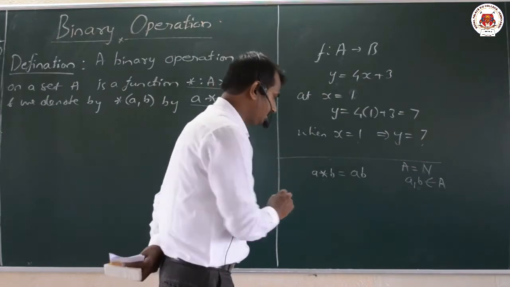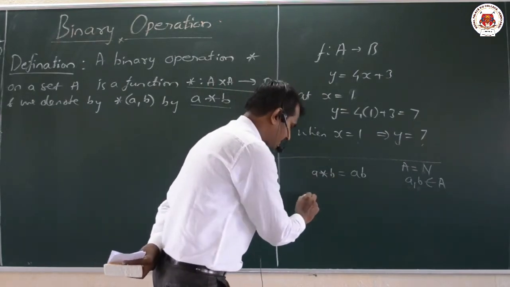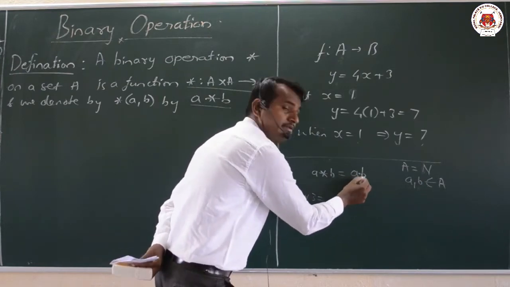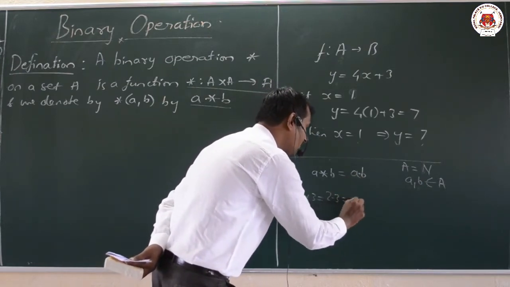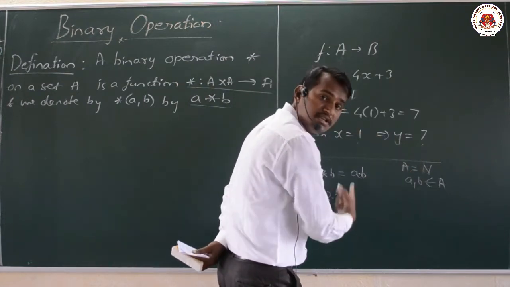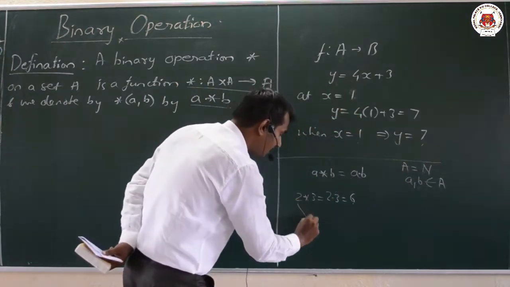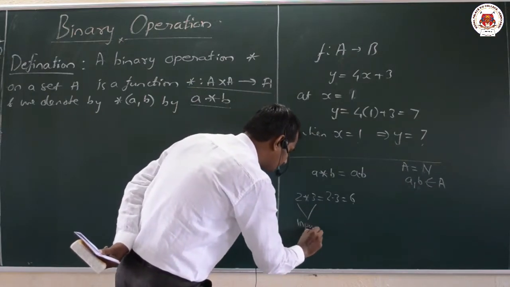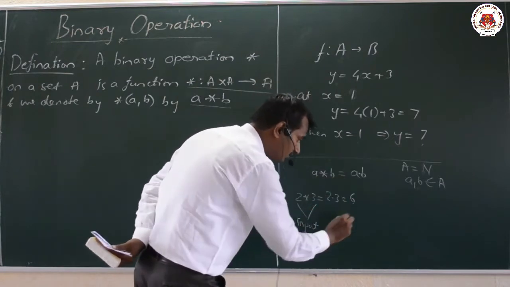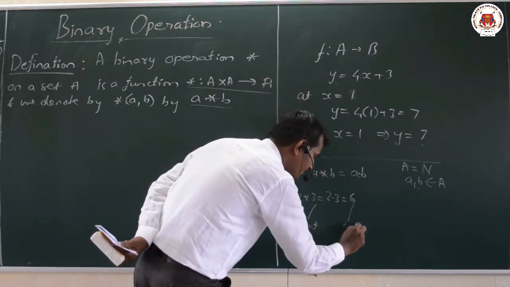Now we shall observe here. We can take any two numbers, for example 2 star 3, which is equal to 2 into 3, the value will be 6. Again it is a natural number, 6 is also a natural number. We can observe that these two are the input, they belong to the natural numbers, and also the output.